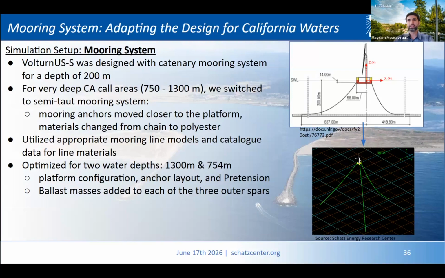So that meant moving the anchors closer to the platform, changing the mooring material from chain to polyester, and adjusting platform ballast, pretension, and anchor layout. This was a critical step because the stiffness of the mooring system strongly affects how a small entanglement signal is transmitted to the platform and to the potential sensors. So we optimize the system parameters to achieve reasonable designs and overall system stiffnesses for 2 water depths of 750 meters and 1,300 meters.